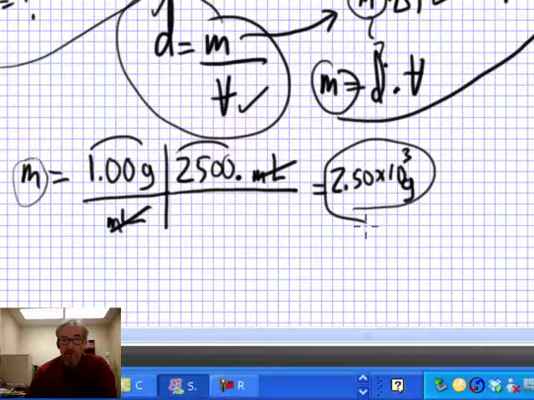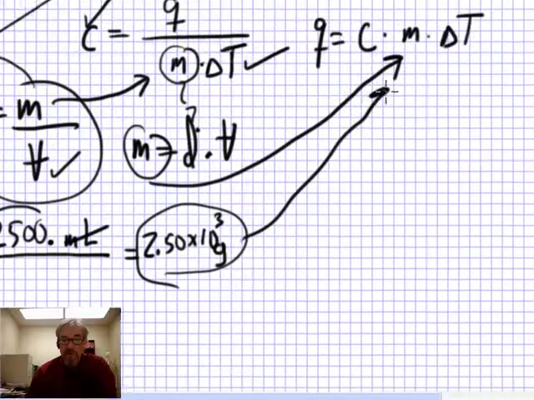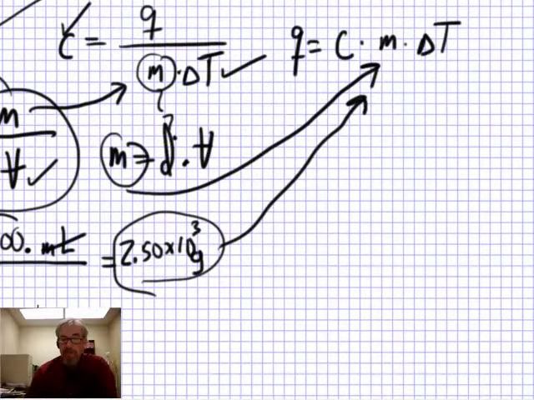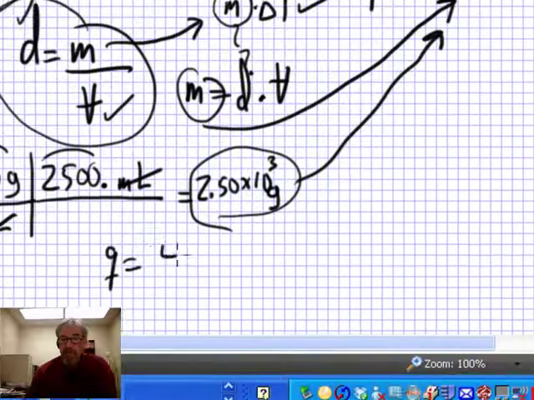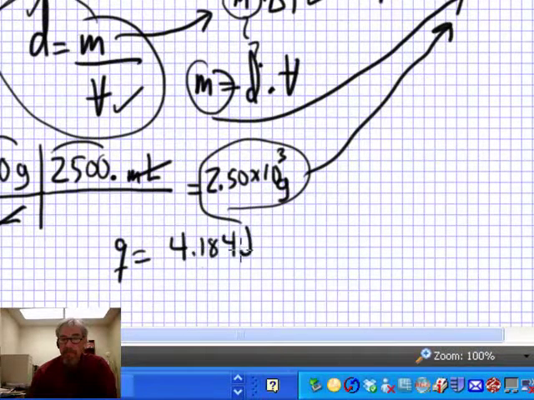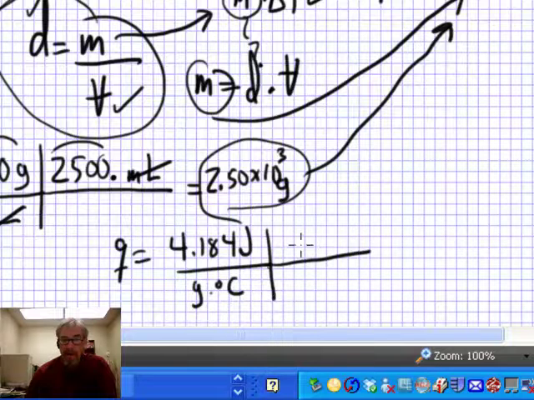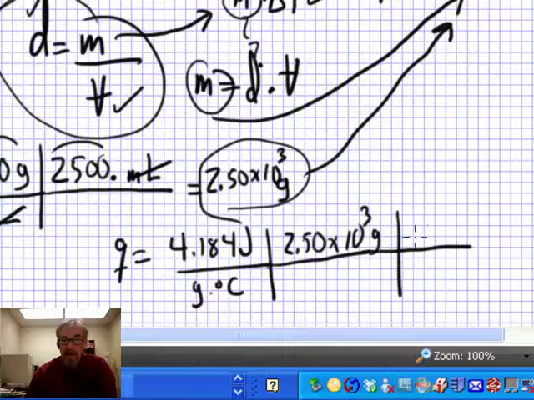Well, I calculated mass not because I needed mass. I calculated mass because I needed to put it in my Q equation. That was the point. So that goes up in there. So what's Q? Q is specific heat, which is 4.184 joules per gram per degree C, times mass. Well, my mass, I now know, is 2.50 times 10 to the third grams, times the temperature change. Well, earlier I calculated that the temperature change was 75.0 degrees C.